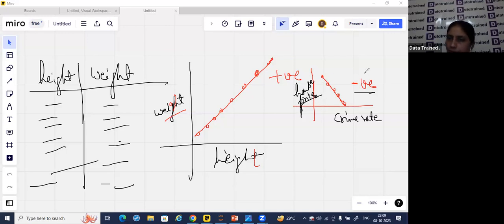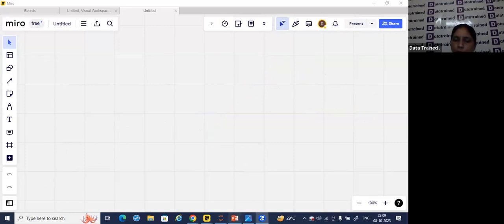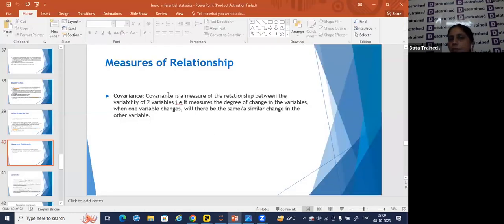So this is there, right? Here you should know that whenever we need to understand whether two variables are correlated to each other or not, we can do certain regression test. This we call the measure of relationship. So how can we do that? Basically, measure of relationship is covariance. Covariance is a measure of relationship between the variability of two variables; it measures the degree of change in the variables when one variable changes.